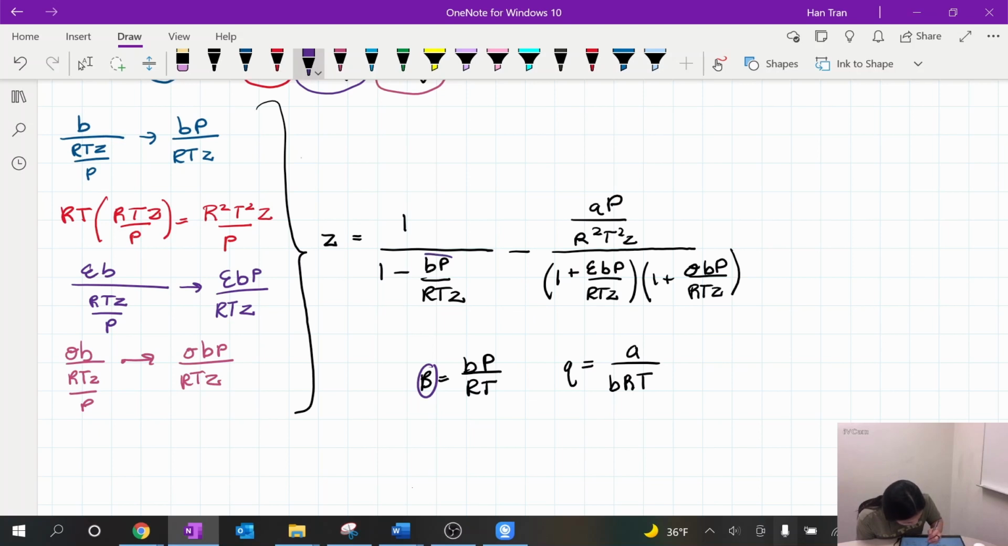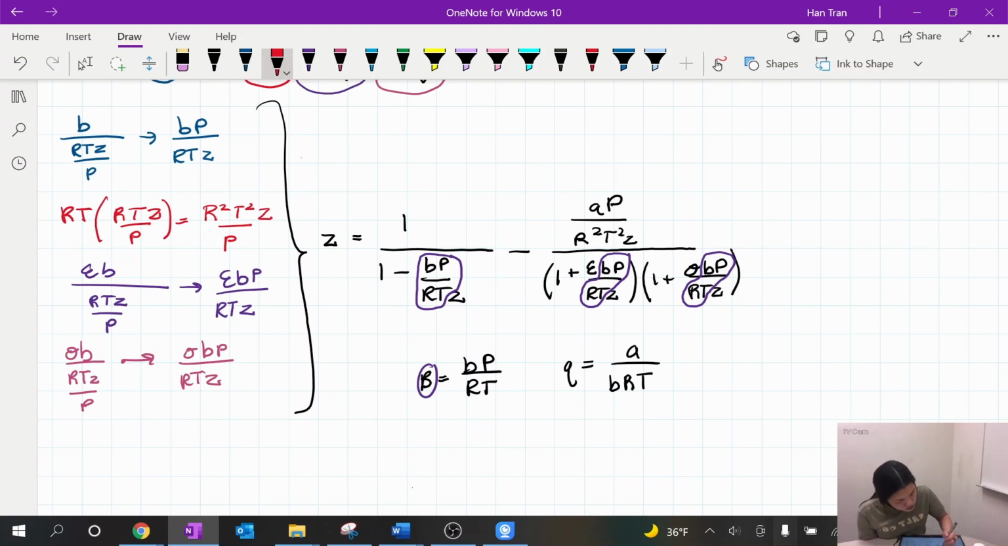So we see here we have a B times pressure divided by gas constant R times temperature. Here we have a B times pressure divided by gas constant R times temperature. And here we have a B times pressure divided by gas constant R times temperature. So we know that we can put beta into those areas. So where can we use Q? Well, we don't really have anywhere that is directly equal to A divided by B times gas constant R times temperature, as we did with beta.